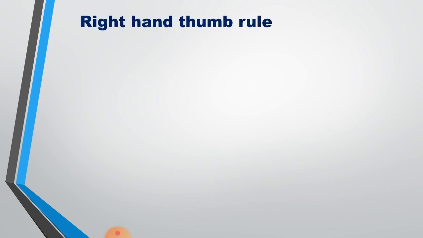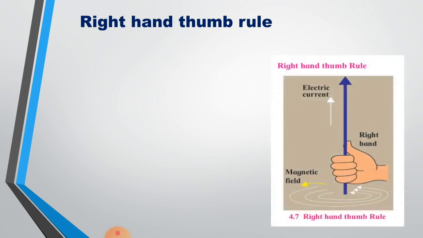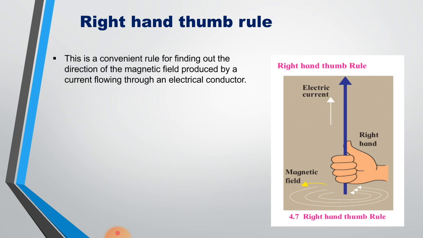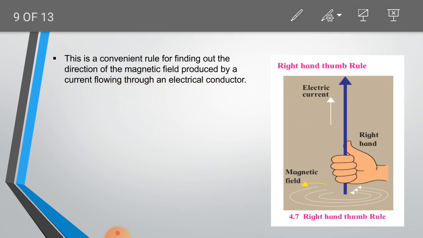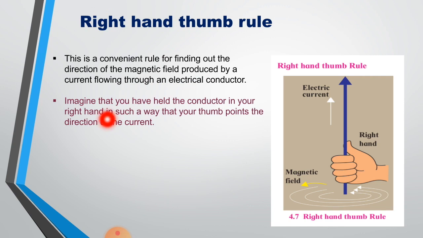So students, we have studied magnetism and magnetic field in our previous standard. Yes, the iron filings spread along the magnetic lines of force in a circular manner. Now, the right hand thumb rule, a very easy rule which we are going to see, and it is very interesting. You can do it in practical at your home. So here, this is a convenient rule for finding out the direction of magnetic field produced by a current flowing through an electrical conductor. So here what you have to do is imagine.